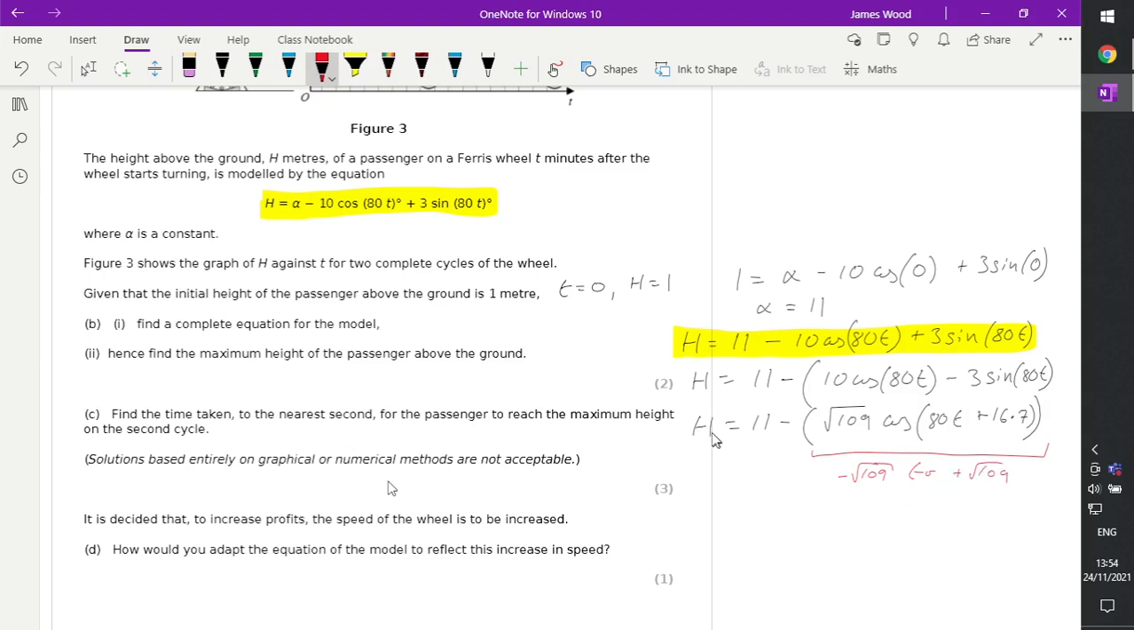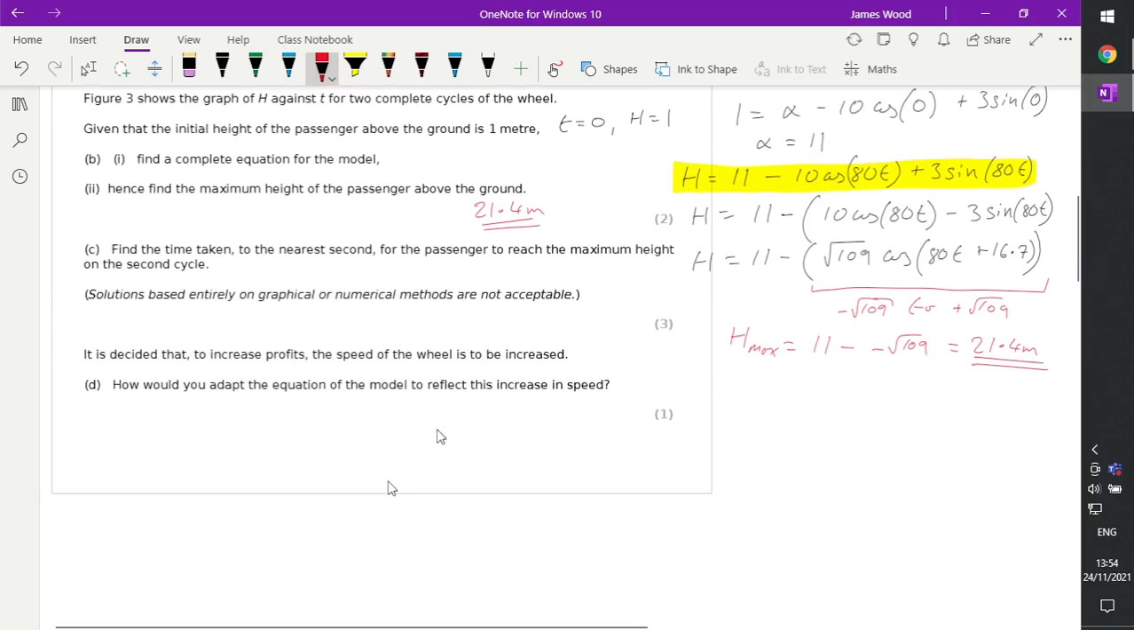Now to make the maximum value of h, it's actually going to be a maximum when this is negative root 109, because then we would have 11 subtract minus root 109. So the maximum height is going to be 11 plus root 109, which gives me a height of 21.4 meters. Okay, so that's the answer for that part there, 21.4 meters.